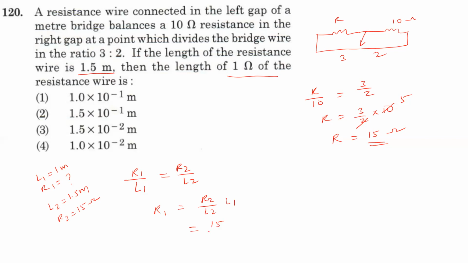Actually they are asking the length of 1 ohm resistance. That means R1 is 1 ohm, and the length L1 is the question mark. From this, L1 is equal to 1.5 divided by 15, and if we cancel, we are getting 1 by 10. 1 by 10 means 10 power minus 1. So 1 into 10 power minus 1. For the 120th question, the first option is correct.